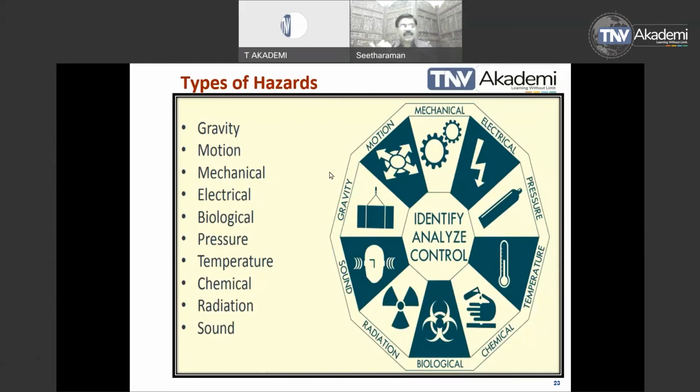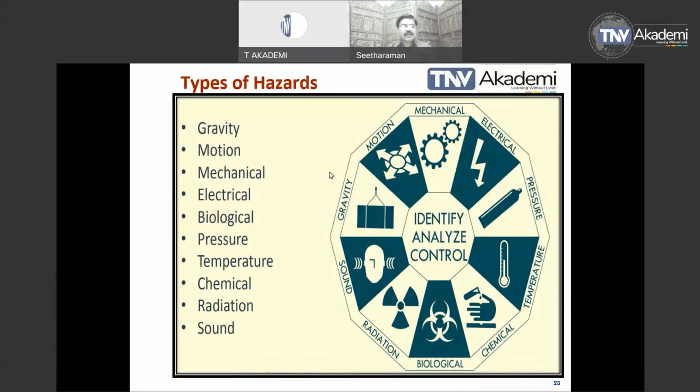Gravity, which means anything which goes up has to come down. So if somebody is working at height, it is a gravity related hazard. Motion hazard means moving objects, vehicles; there can be a collision or accident. Mechanical hazard, machinery: there will be pinch points, crush points, and if machine guarding is not there, there can be injuries. Then electrical hazard, everybody understands electrocution. Biological hazard, food contamination. Even COVID-19 is one of the biggest biological hazards we have seen in recent years.